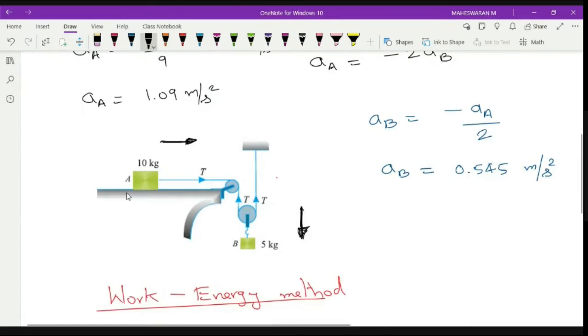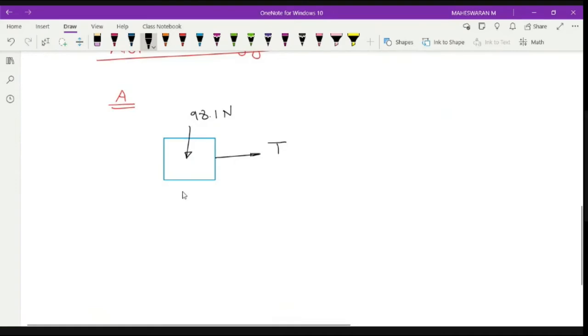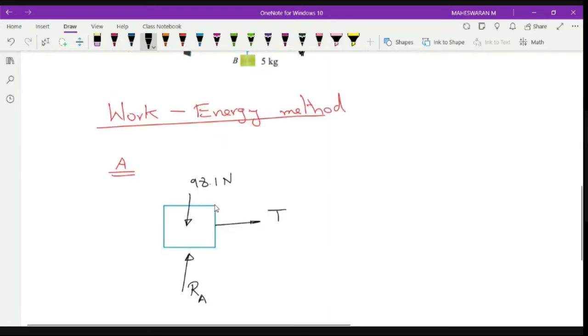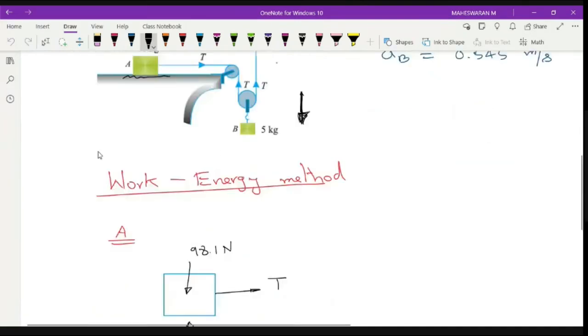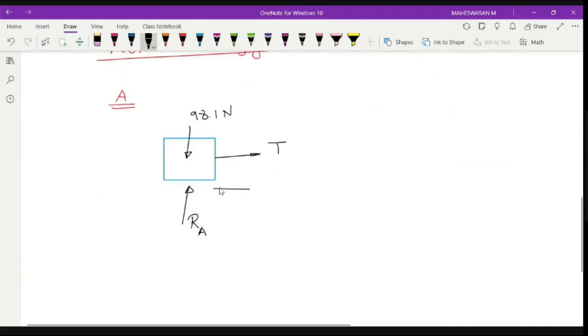They said that this is a rough surface. For a rough surface, you will have a contact reaction R_A, and opposite to the direction of motion you will have friction, which is mu into R_A. Our aim is to identify this mu and what the tension is. So these are my free body diagrams.